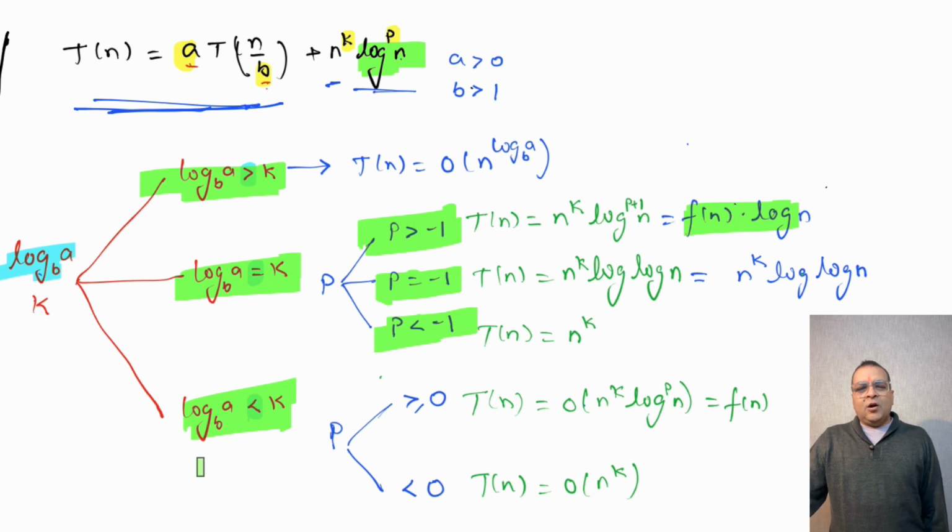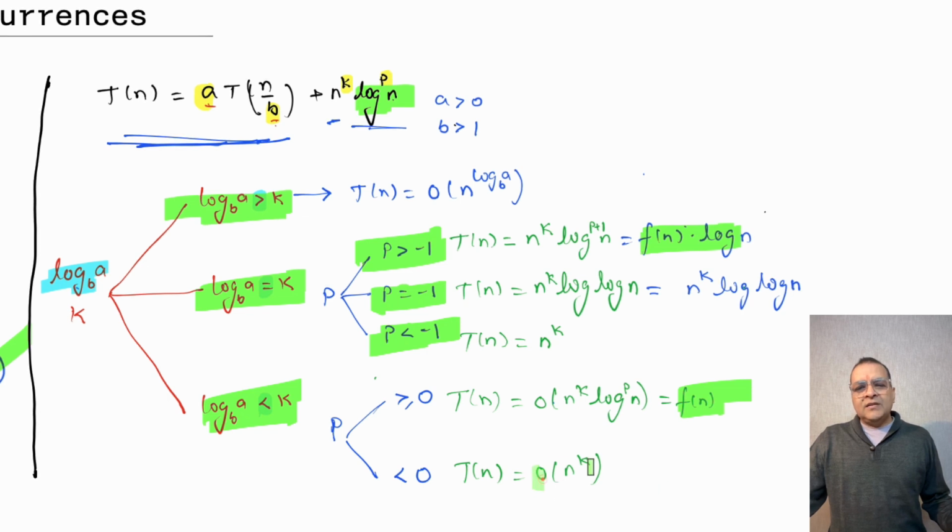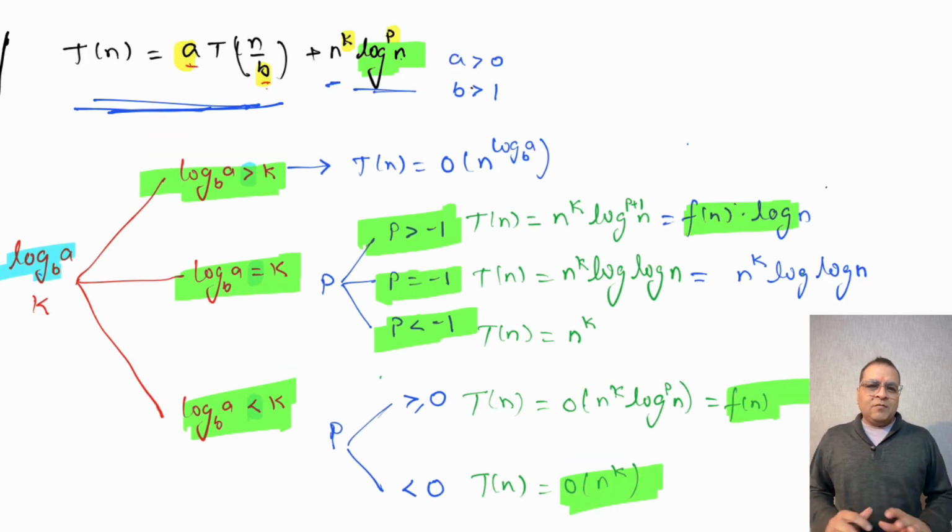Third case is when log of a to the base b is less than k. Again, we check the value of p. If p is greater than or equal to 0, then the answer is the function itself. And if p is less than 0, which means that you have the logarithmic component in the denominator, then the answer is only n raised to the power k. You ignore the logarithmic component. So this is a quick recap of the master theorem.